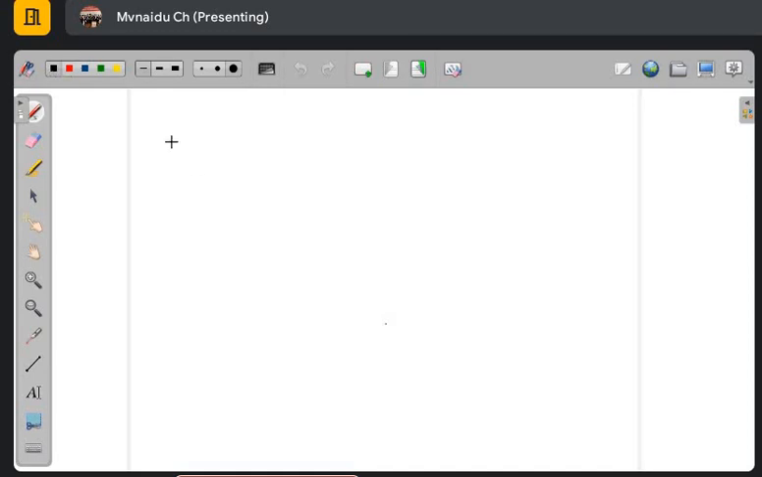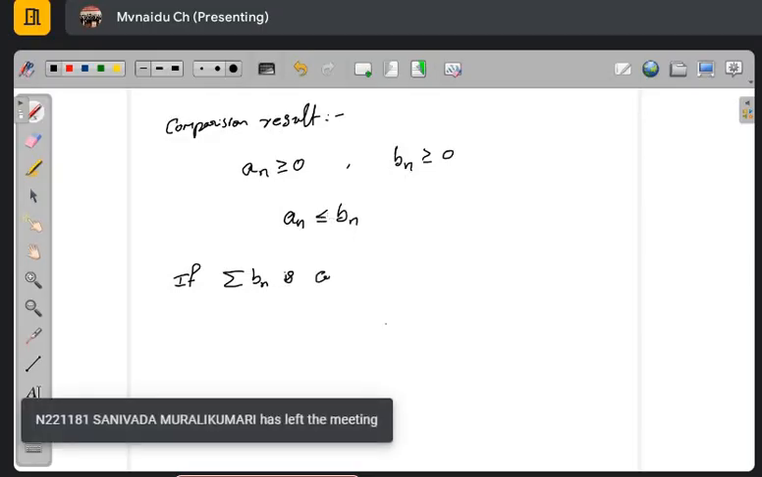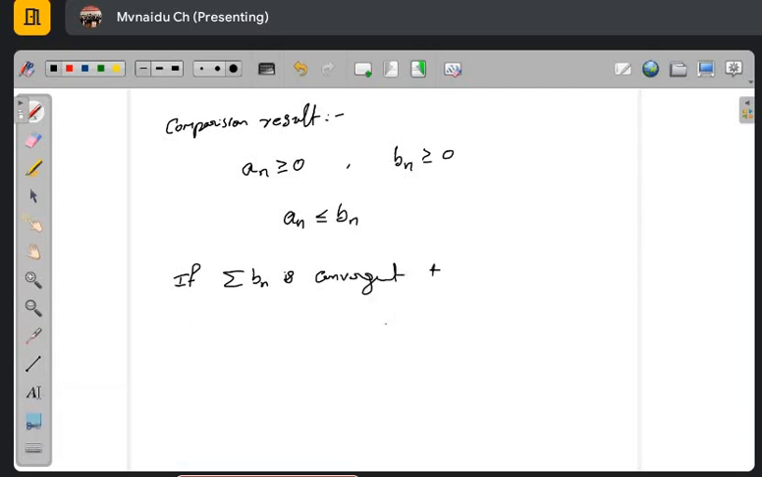So in the last lecture we discussed the comparison result, and it says that if you have two sequences, an is non-negative and bn is also non-negative, and if you know that an is less than or equal to bn, then you can make these claims. The claims are this: if summation bn is convergent, it means that the bigger summation is finite, then the smaller summation is going to be finite.